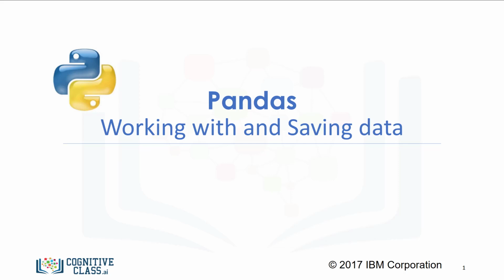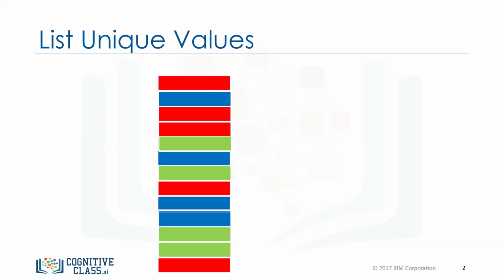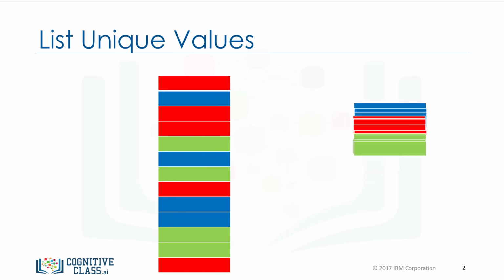When we have a data frame, we can work with the data and save the results in other formats. Consider the stack of 13 blocks of different colors. We can see there are 3 unique colors.